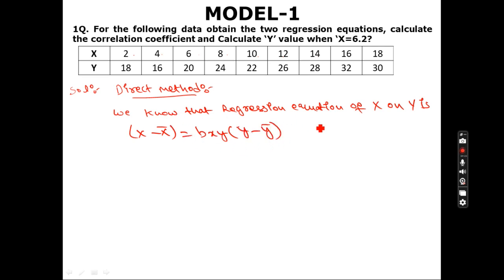Remember, when I am writing x on y, x should come to the LHS side and y should come in the RHS side. So I said bxy, x on y, so you write bxy. This way you can remember the concept. x on y means x should come in the LHS side and y should come in the RHS side. You are calculating the regression equation of x on y, so you write bxy.